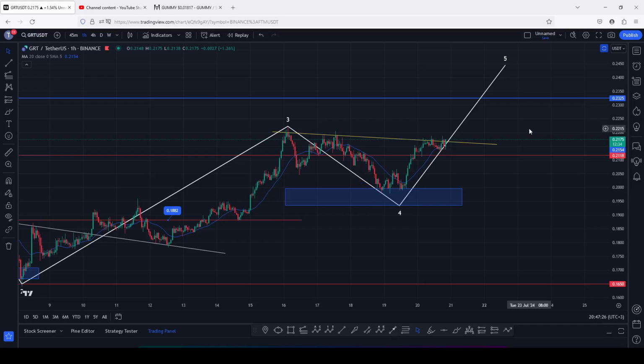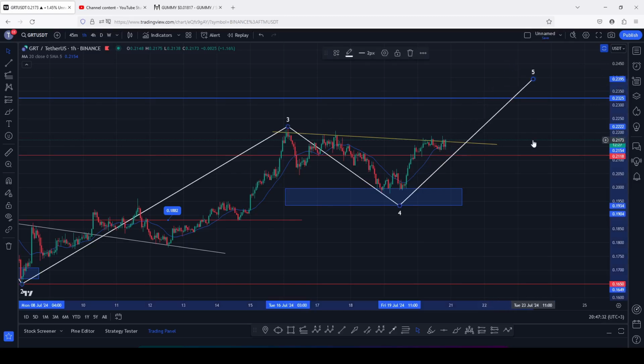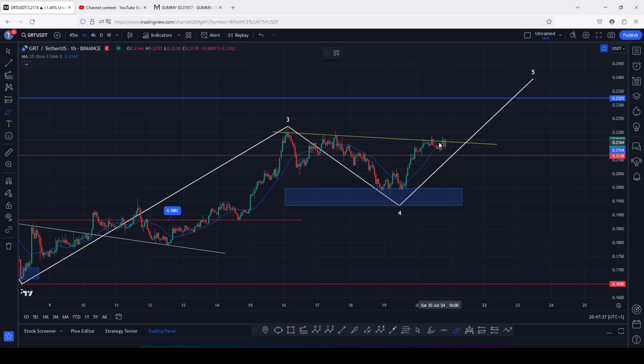GRT at the time of this recording has started its massive breakout to the upside, and we have managed to break above a significant key area of resistance above the 0.2118, flipping that back into support.